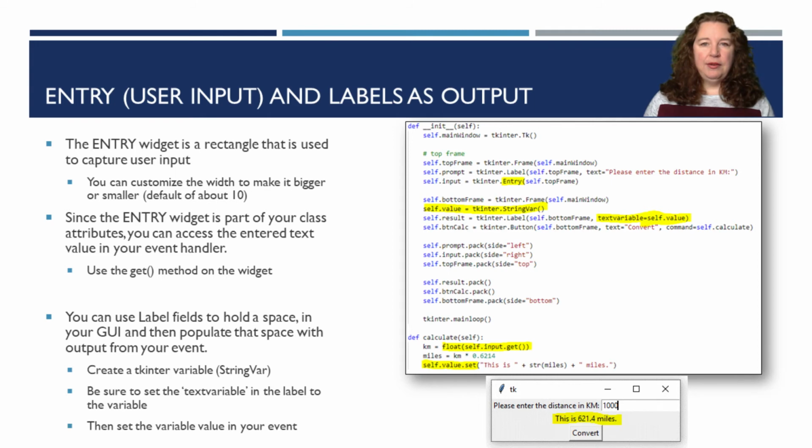So it's going to go find the calculate method. I've packed everything and went ahead and ran my main loop. So that's all in my initializer.